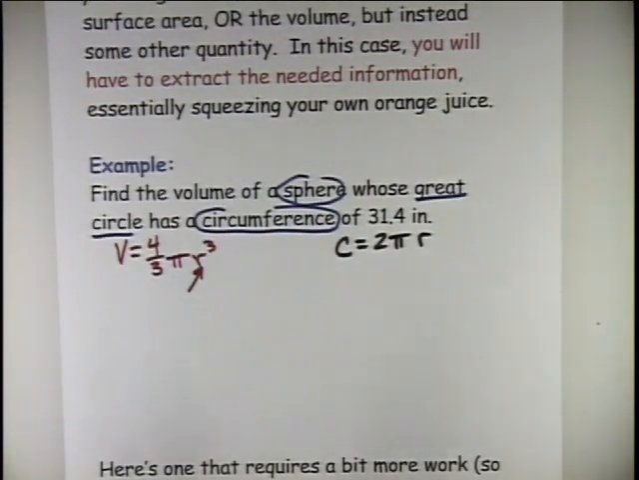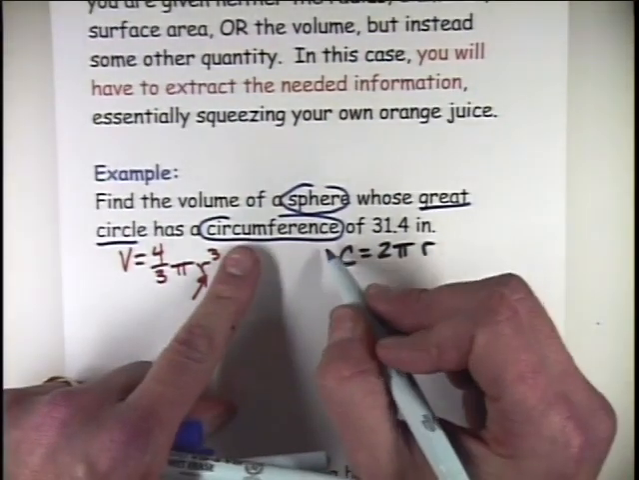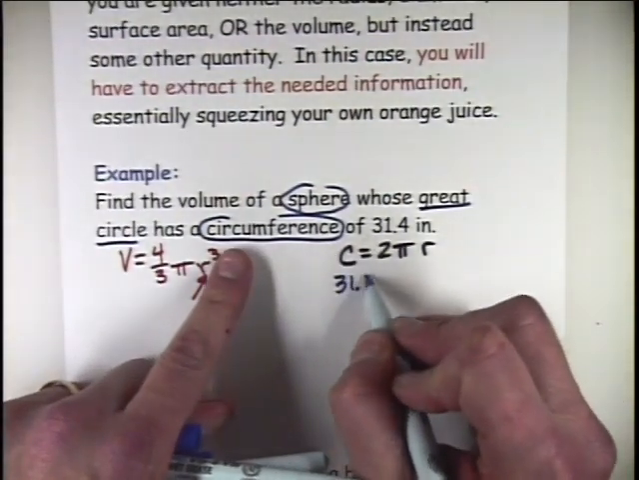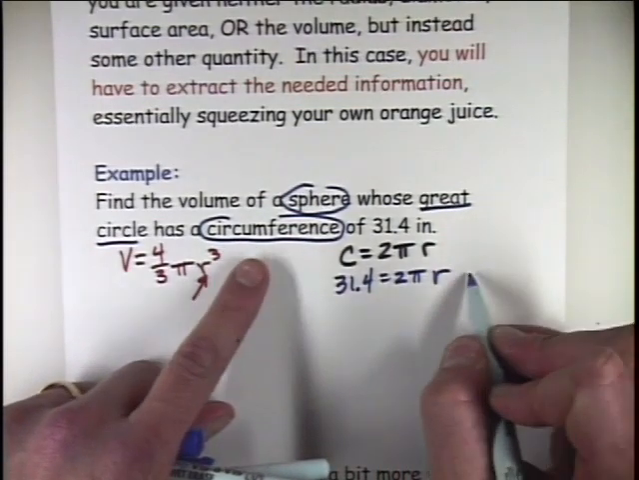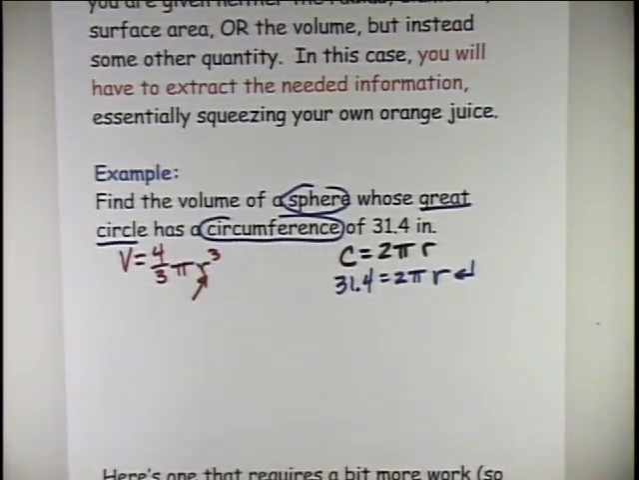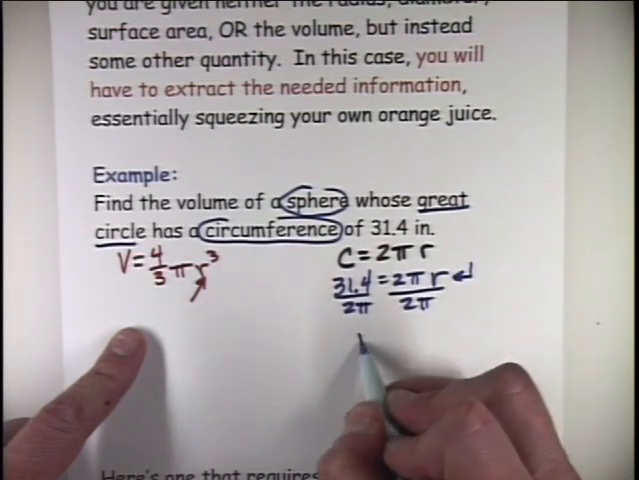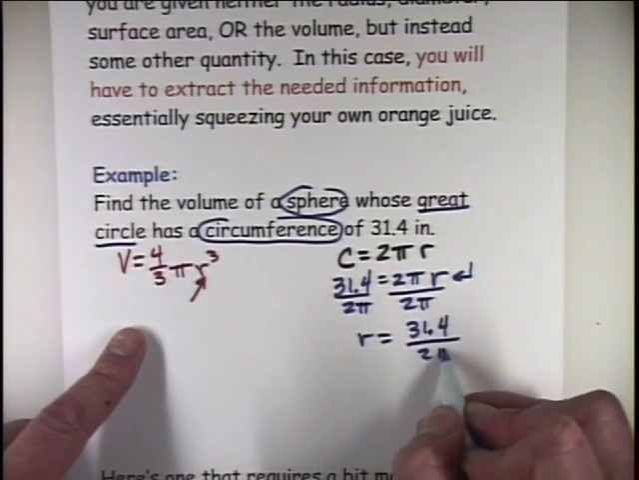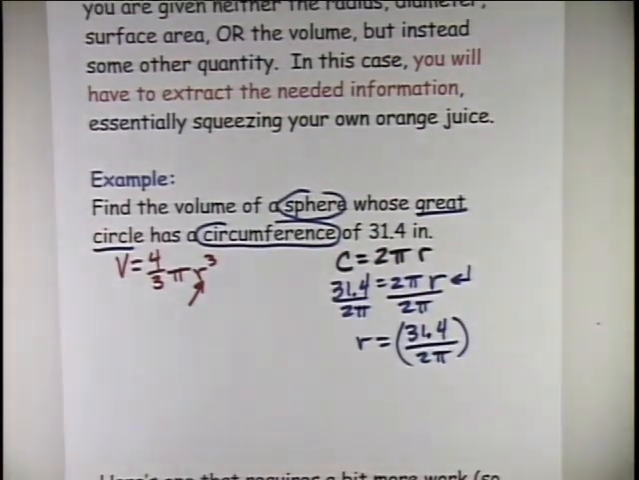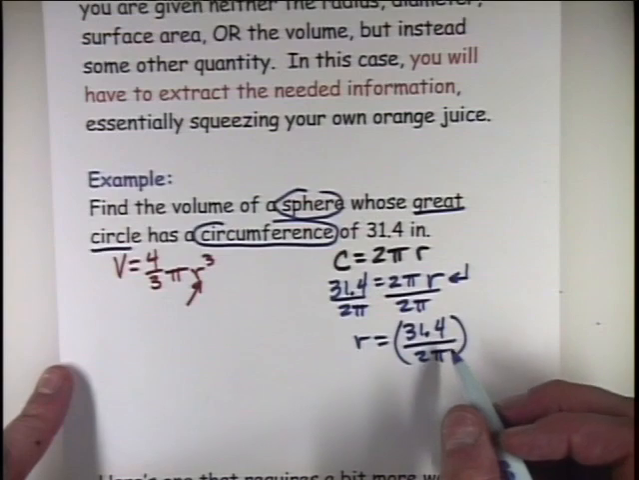So here we go off to the side. This is our orange juice little factory. We're going to plug in C, the circumference, 31.4 equals 2 times pi times r. Now I have one equation with one unknown, and I can solve for that unknown. So I just divide both sides by 2 pi, and voila, I have my orange juice, my equivalent to my orange juice. I have my radius. It's 31.4 divided by 2 pi.